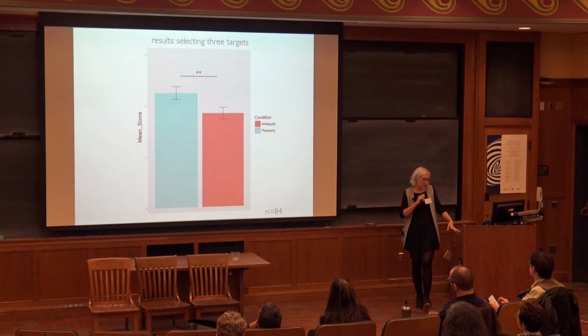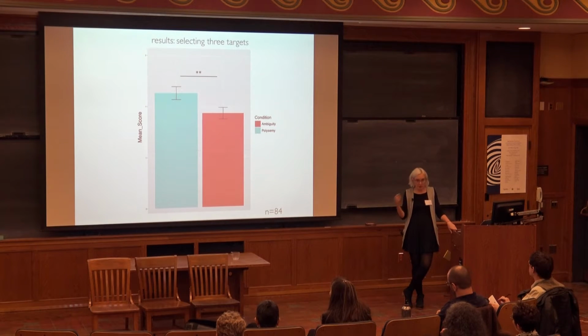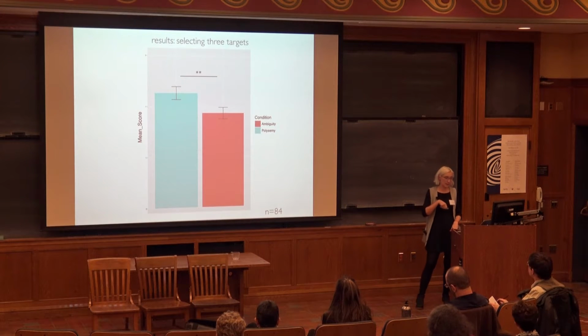You can see these are adults. They're well above chance in both conditions. They're just doing significantly better in polysemy. If you're curious, we got these significance values by using mixed models because we have repeated measures.